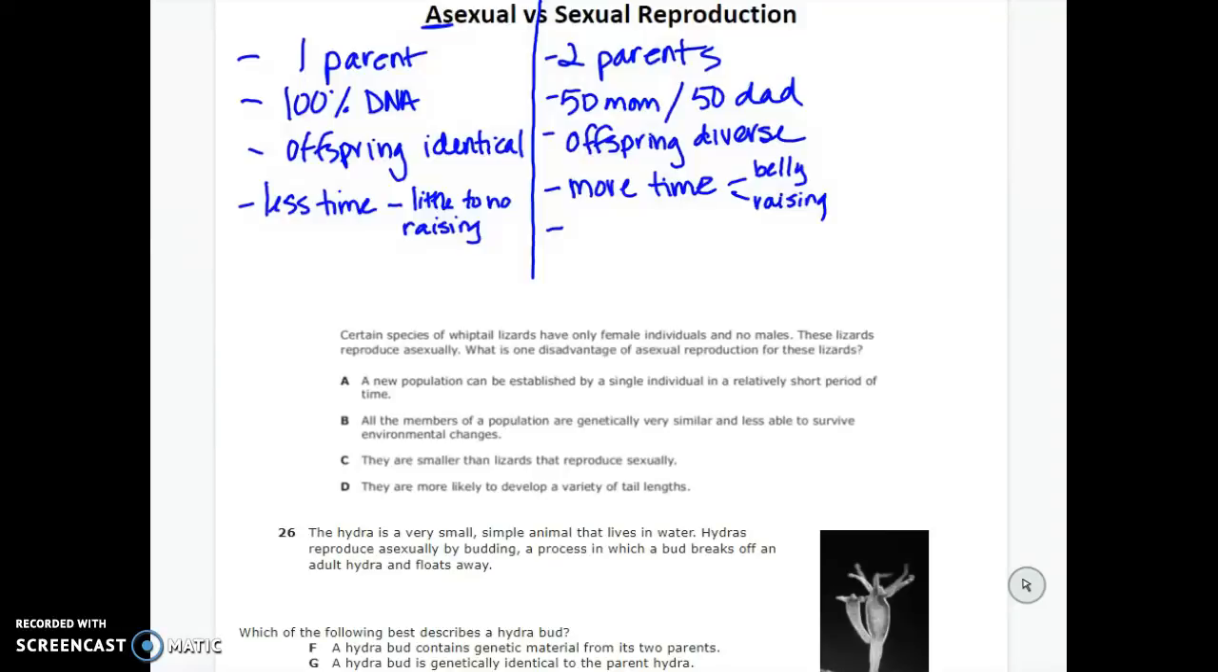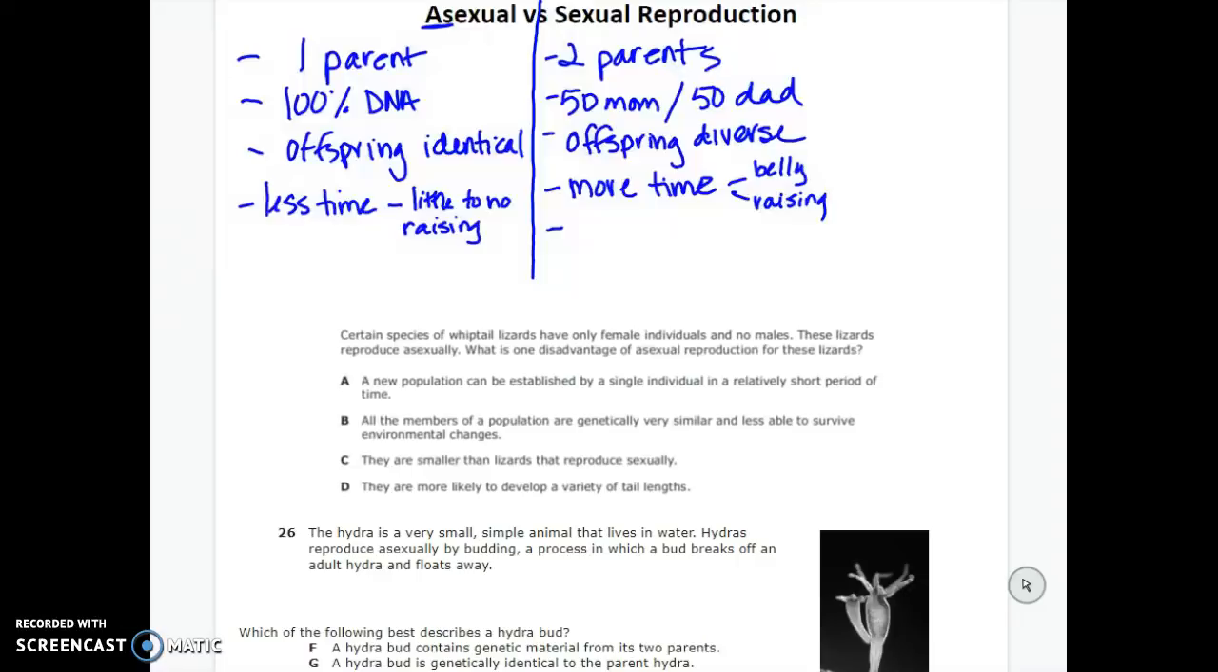Alright, guys, so for asexual and sexual reproduction, we're going to go ahead and do a T-chart here. So for the asexual part, we have one parent. I think like if I have a pencil, I have one pencil. So asexual, one parent. 100% of the DNA is going to come from that one parent. Therefore, the offspring is going to be identical. Not just look identical, but genetically identical because it is the same DNA.